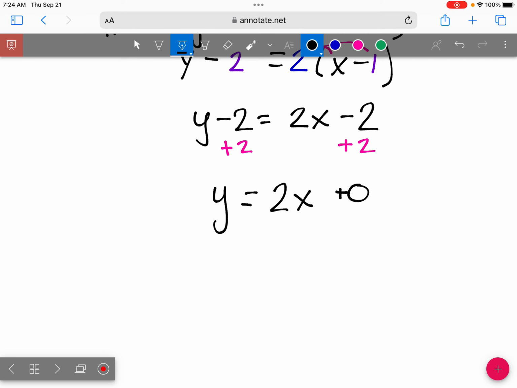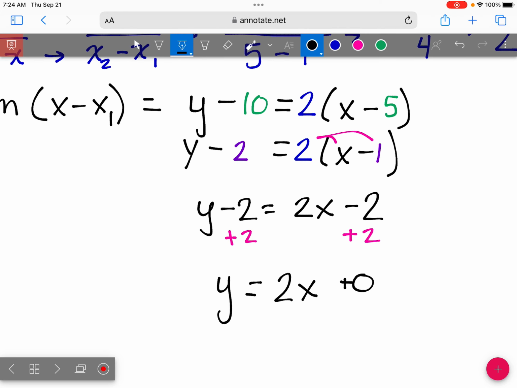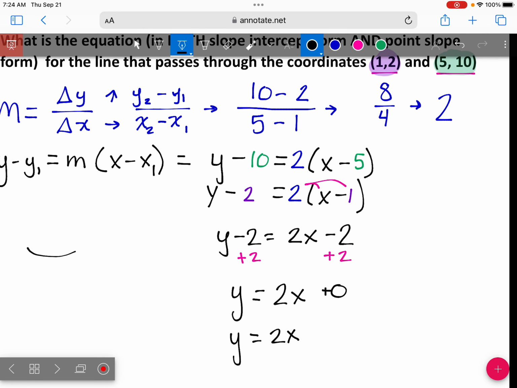You don't have to put the plus 0, but if it helps you see stuff, that's fine, because what is my slope? 2. Well, not the 2x, just the 2. What's my y-intercept? 0. It doesn't have one. This is equally as valid if we write this as y equals 2x. So it'll start right at 0. We'll go up 2, right 1. Up 2, right 1. Okay.